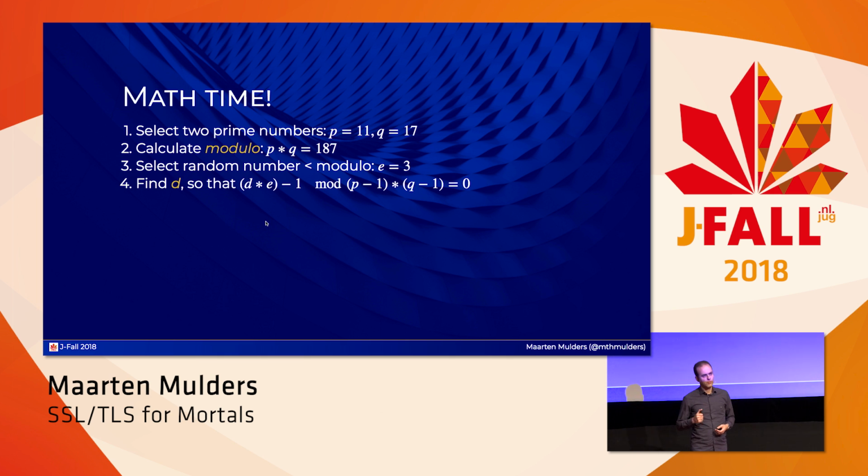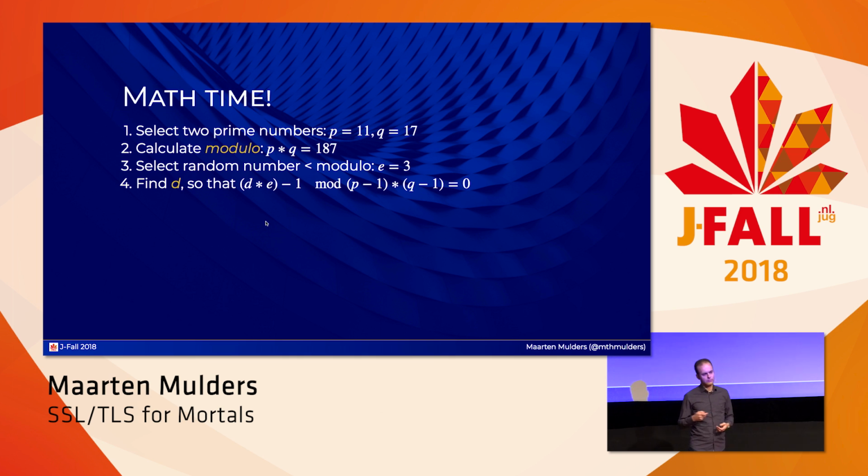And now I'm giving you a small mathematical question. Can you please find me a number D for which this equation holds: D multiplied with E minus 1 modulo P minus 1 times Q minus 1 equals 0. So if I divide the left hand by the right side, I don't want to have any rest number, must be an integer number. Well, as we see, this is an equation with one unknown, and as we learned on secondary school, if I'm not mistaken, this can be solved.